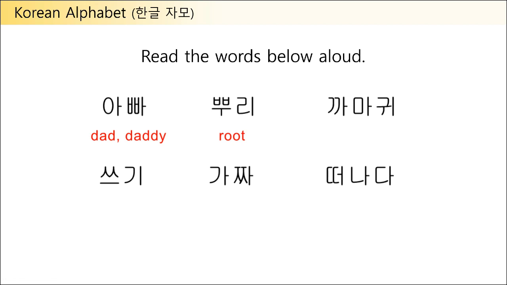Good. Next word is 까마귀, 까마귀. It means the crow. Repeat after me.